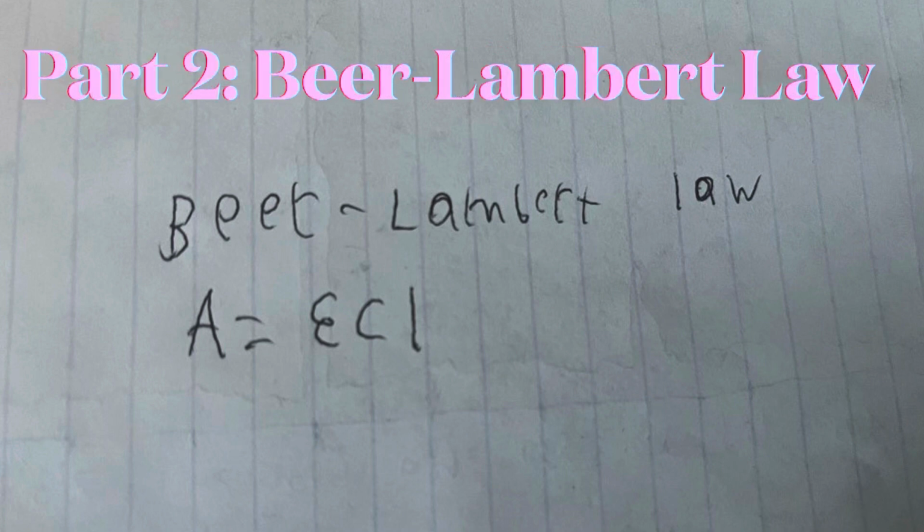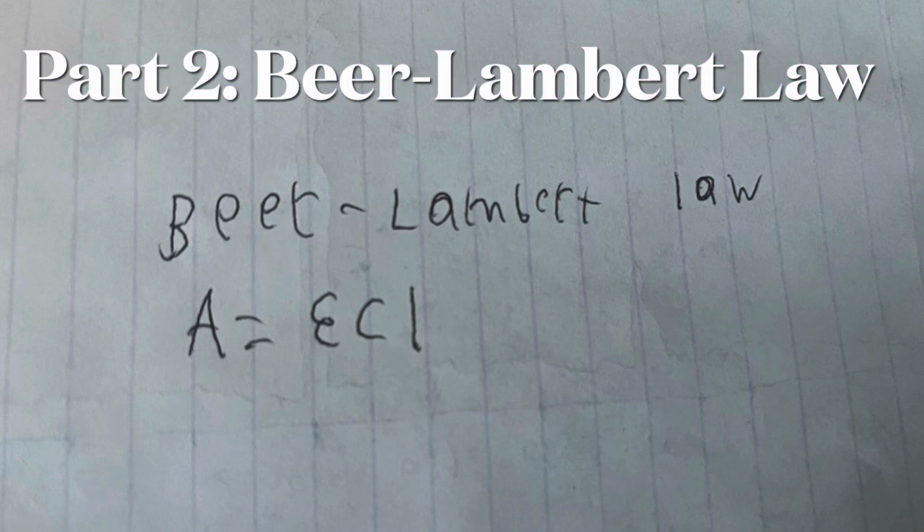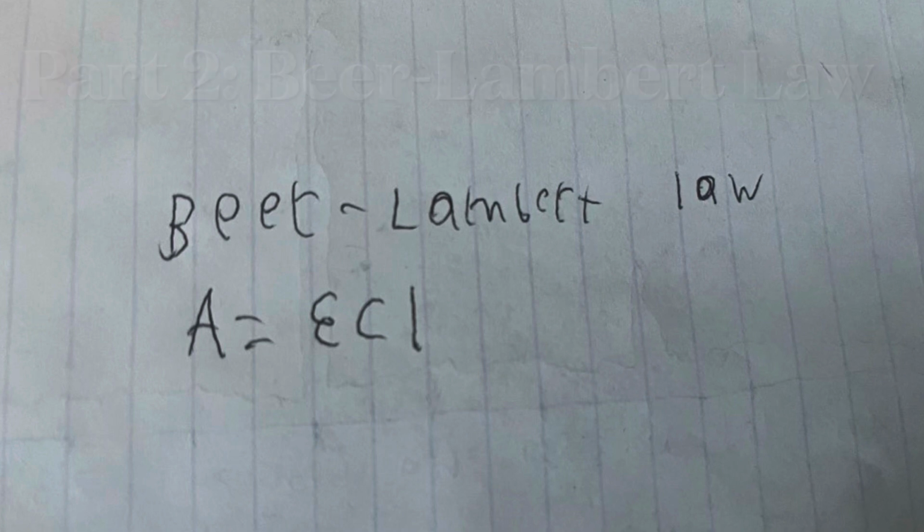Here we can see the equation for Beer-Lambert law. A is the absorbance of a solution. This represents how much light the solution absorbs. Epsilon is the molar absorption coefficient, which comes from how strongly a chemical absorbs light.